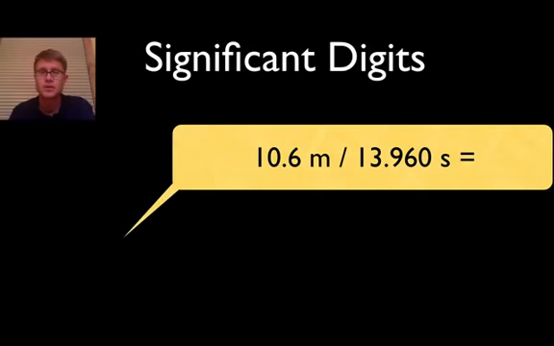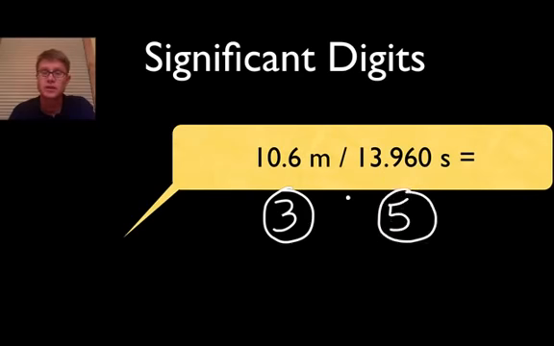Okay, so if we go to the end, I said, after you watch this, you should be able to answer a question like this. So let's take a stab at it. So this is 10.6 meters. How many significant digits would that have? It's going to have 3. Now we've got 13.960. How many significant digits does that have? 5. And so my answer can only have 3 significant digits.